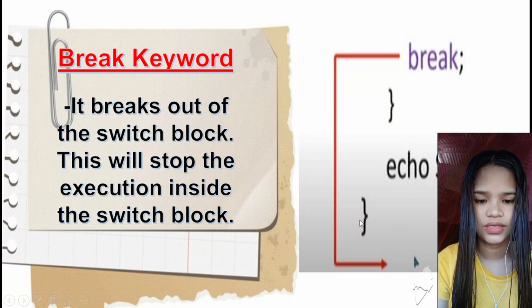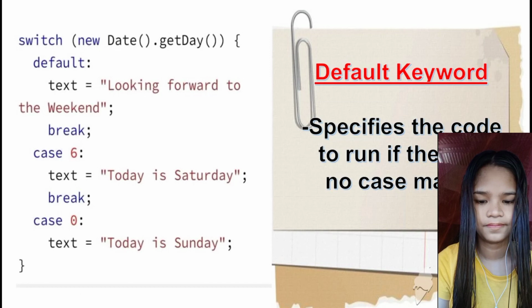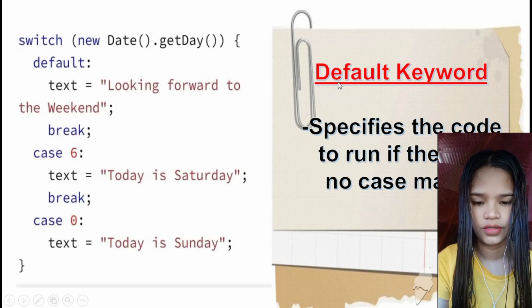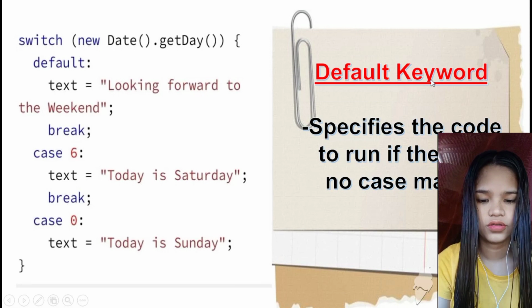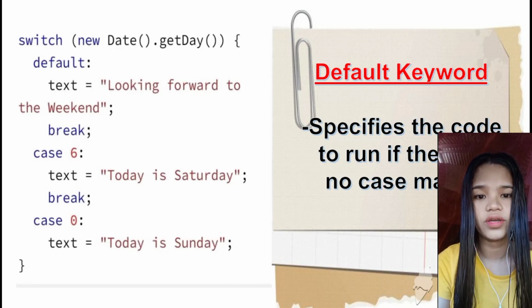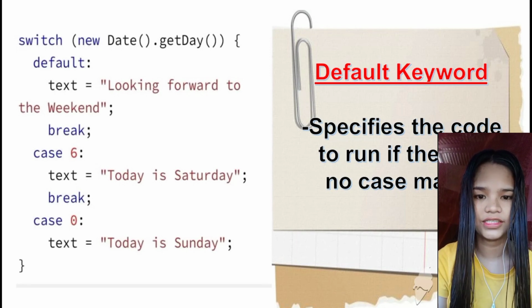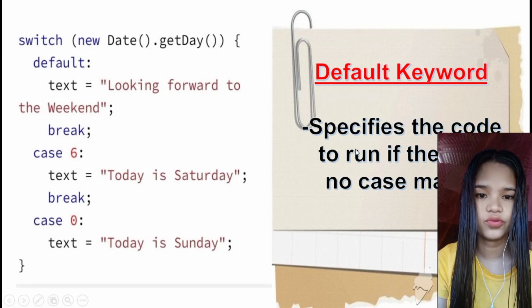So, next is the default keyword. Default keyword specifies the code to run if there is no match or no case match. So, ako na siyang i-explain gihapon later. Basta kay kaning default, once na mo false imong case, kung unsay naa sa default, mao to siya ang mo resolve.